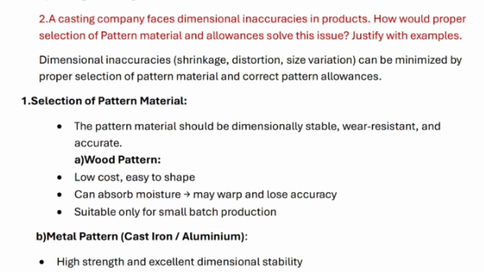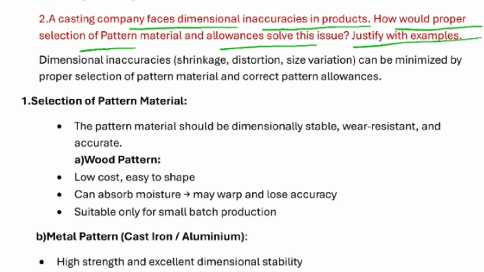Coming to the next question: a casting company faced dimensional inaccuracies in a product. How would proper selection of patterns, materials and allowances solve this issue? Justify with an example. What do we mean by dimensional accuracy? Shrinkage, distortion and size variations can be minimized by proper selection of pattern materials and correct pattern allowances.